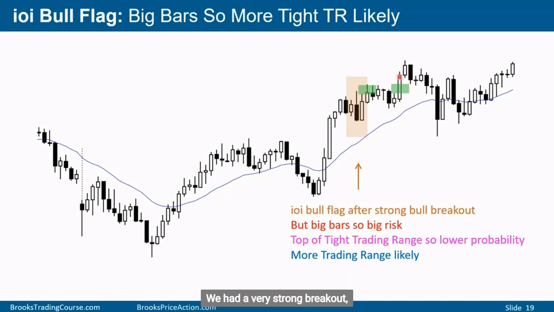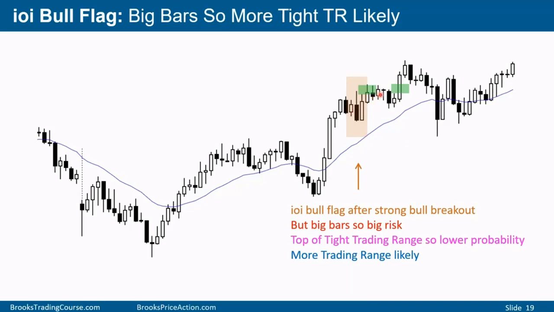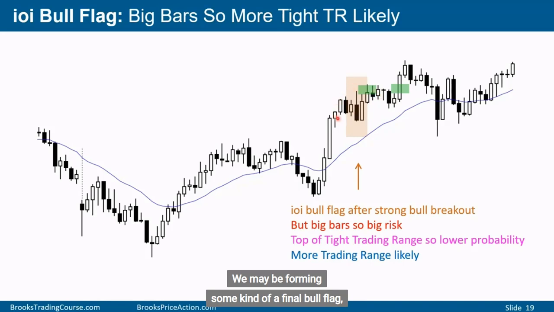We had a very strong breakout, but very often trends end with climaxes, and this is a buy climax. It's also 3 legs up, 1, pause, 2, pause, 3. Remember I said any of these patterns, IOI like that, this is almost an II. We may be forming some kind of a final bull flag, final leg up, and then getting a reversal.